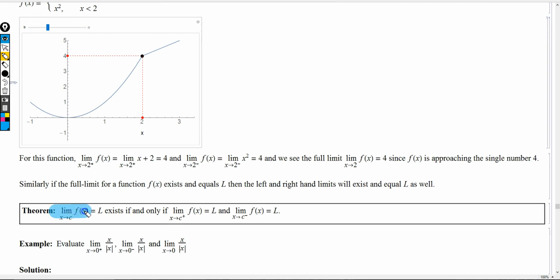The full limit as x approaches c of f of x equals L exists if and only if the right and left hand limits exist and are equal to that same number L. Let's take a look now at some examples, and I'd recommend that you try these on your own to evaluate them.